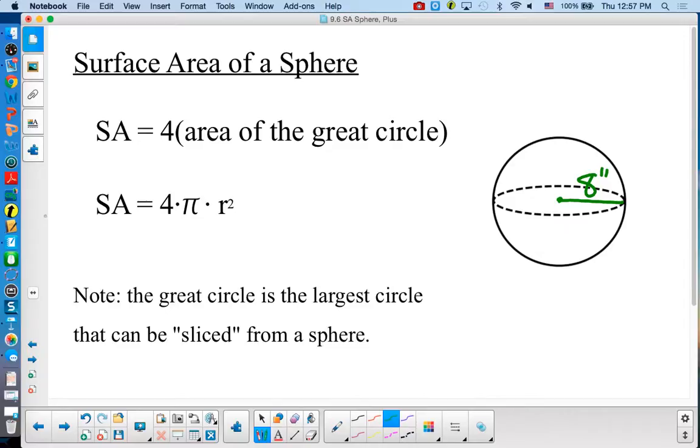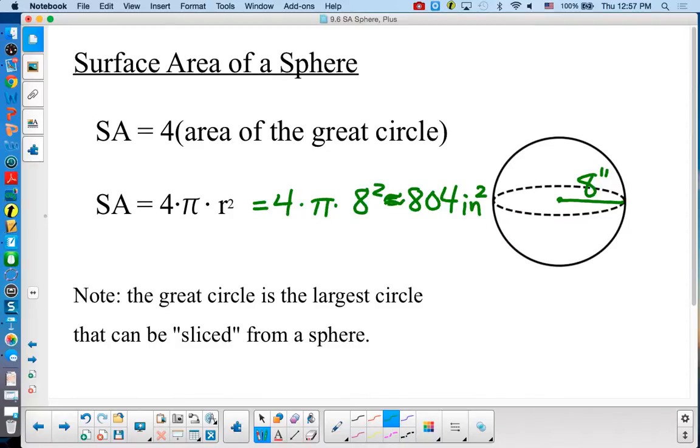4 times pi times 8 squared. 804? Yeah. There's a 0 in there, right? Yeah. 804? Yes. 4 times pi times 8 squared, 804 square inches, we'll say approximately because we rounded that.